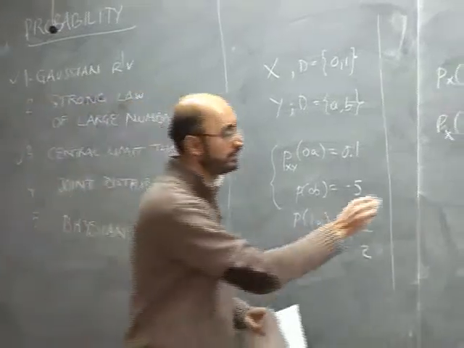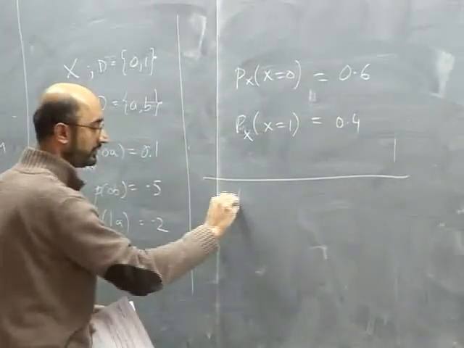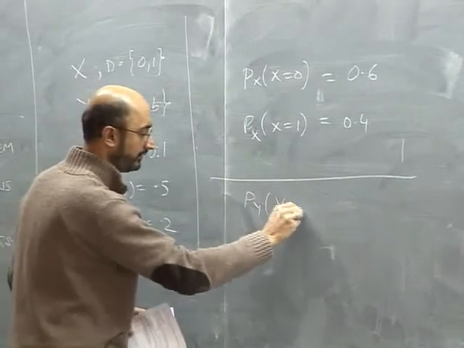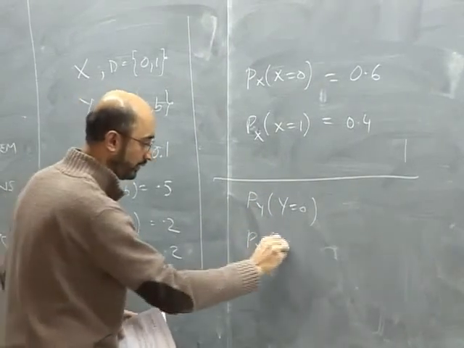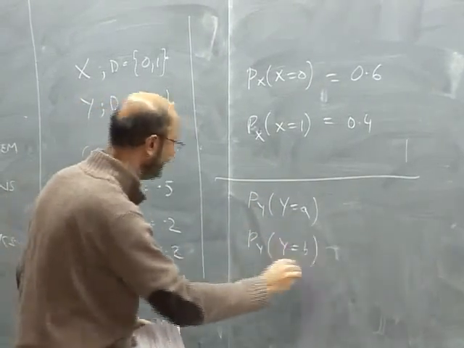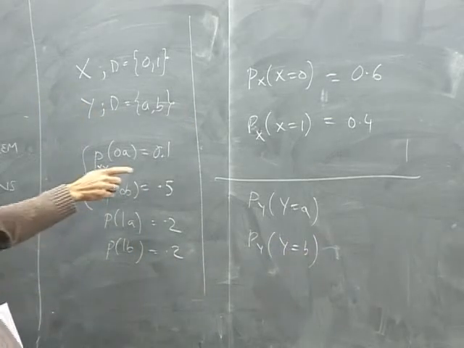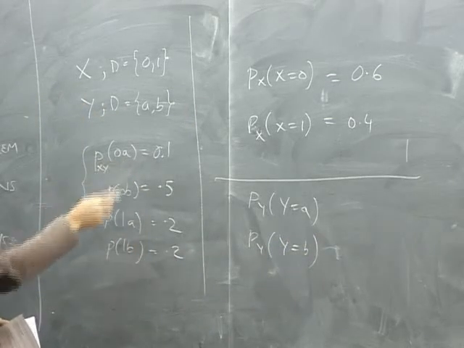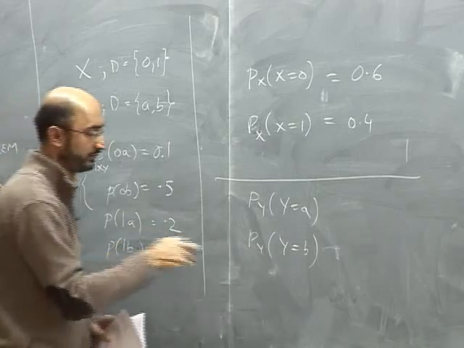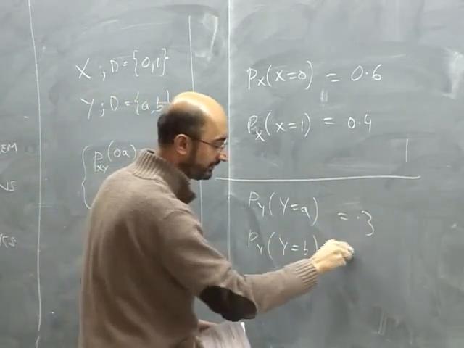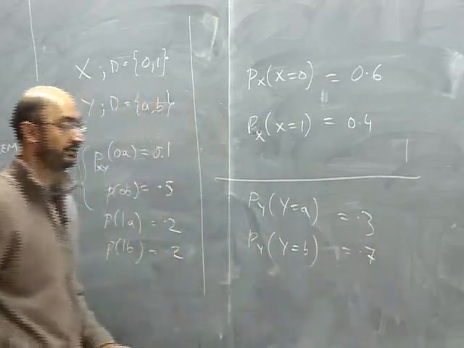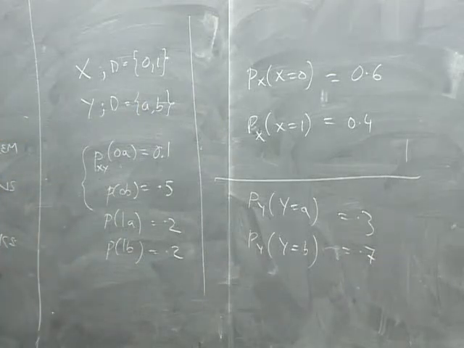In the same way, the marginal of y is going to be P of y equals a, P of y equals b. Well, y is equal to a, and then we sum over this, so it's 0.1 plus 0.2, it's 0.3, and this is going to be 0.7. Okay, and we see that this is how we find the marginal distribution of y.